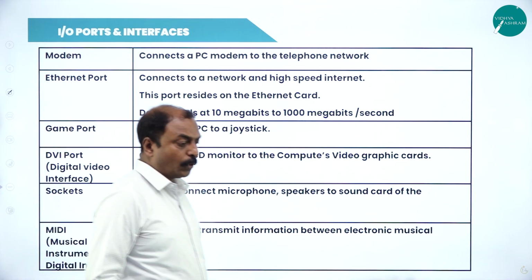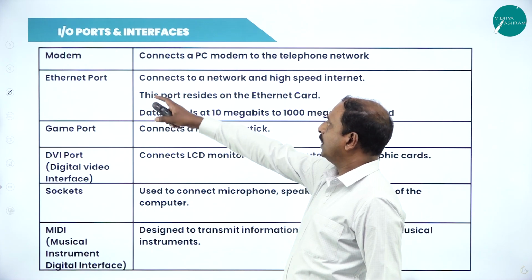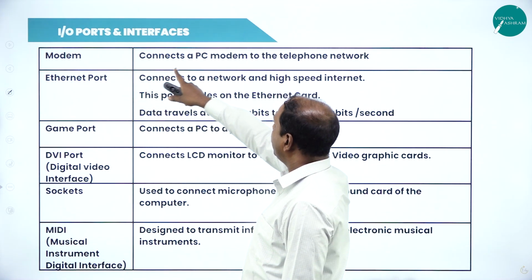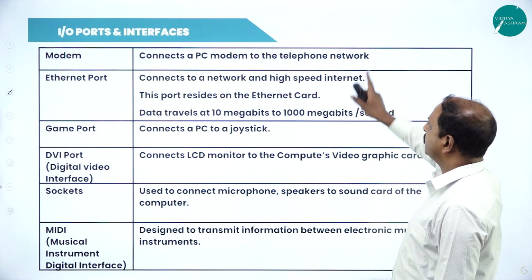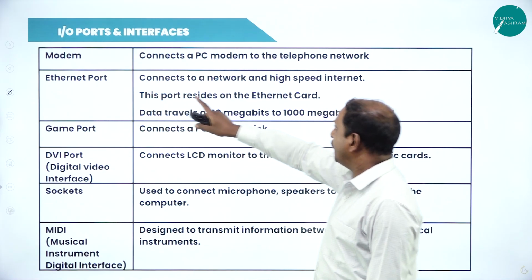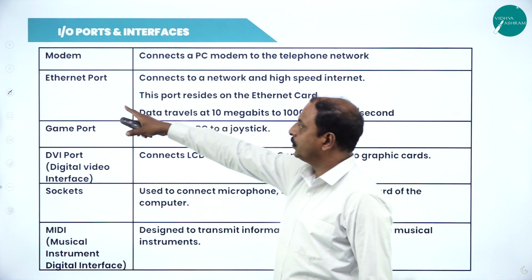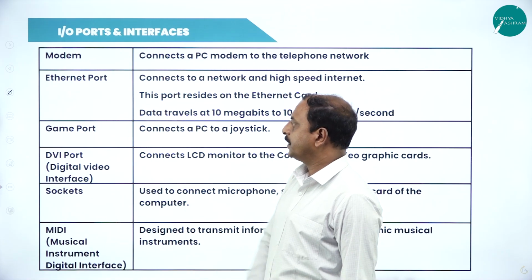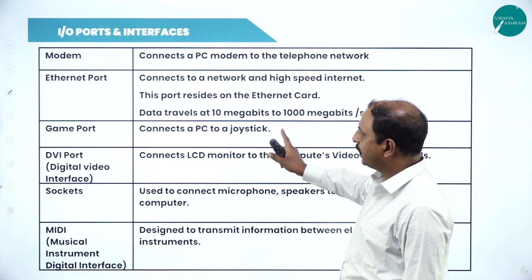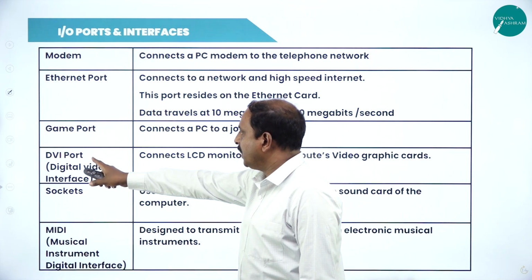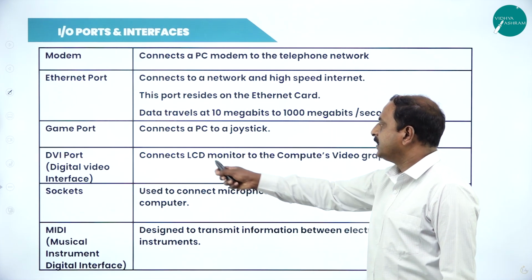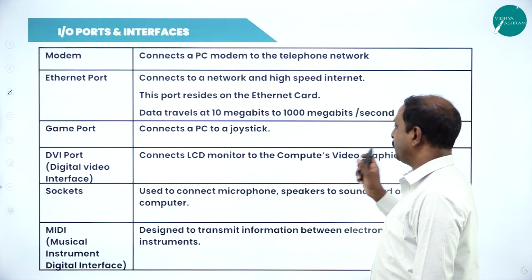And again, the modem port. For this modem, we again use the COM port, or serial port, to connect the modem to the computer system. Next one, the Ethernet port. As I told you, it connects the network cable to the CPU, to the motherboard. And again, the game port, which connects a PC to joystick-like devices. And the DVI port, the digital video interface, which connects LCD monitors to computers.